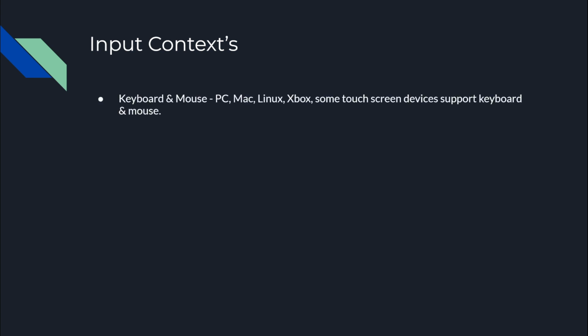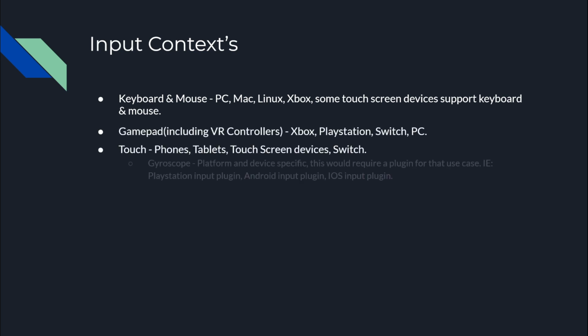So input context, there's generally three input contexts, if you want to include gyroscope, but there's basically keyboard and mouse for PC, Mac, Linux. Xbox allows you to plug in the keyboard and mouse. Some touchscreen devices support keyboard and mouse, at least a keyboard. Gamepad context includes VR controllers. It includes Xbox, PlayStation, Switch, and of course PC, because you can plug in a gamepad into whatever.